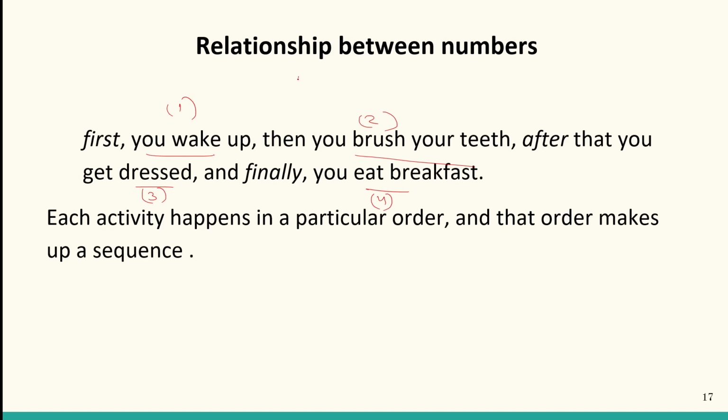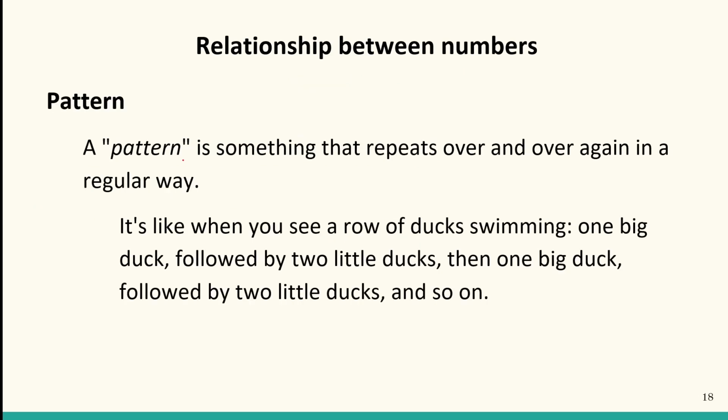So a sequence is basically a pattern. Each activity happens in a particular order. Order is very important here, and that order makes up a sequence. Here the order of first waking up, then brushing your teeth, then getting dressed, and finally eating your breakfast is the order in the sequence. So what is a pattern? A pattern is something that repeats over and over in a regular way.